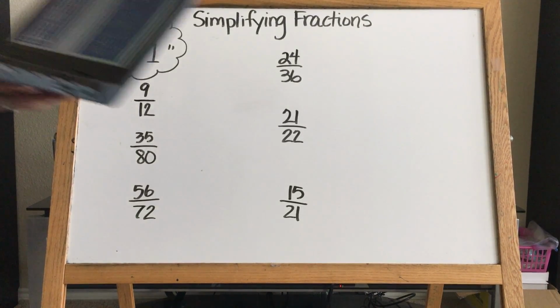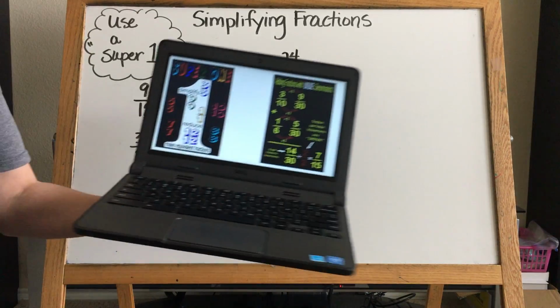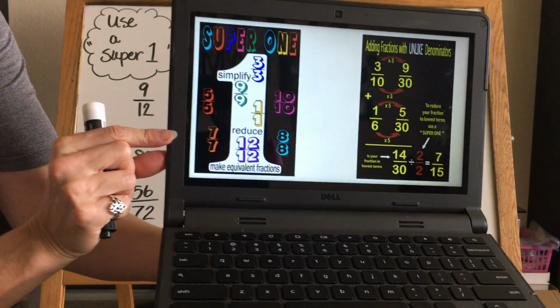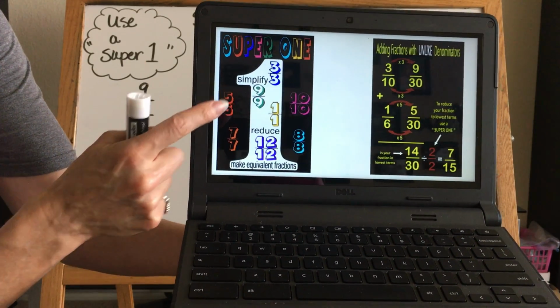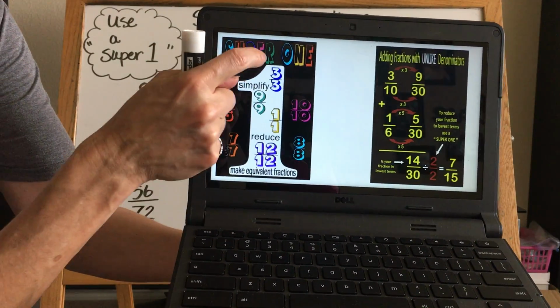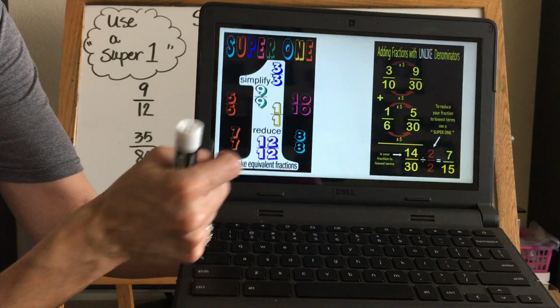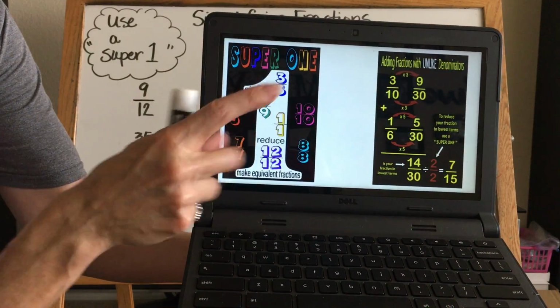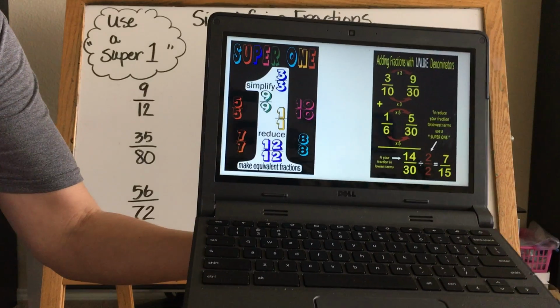Okay, so we're going to be simplifying fractions. Again, you guys, we use a super one, as you know. So don't forget, in your posters, we've got our super one poster. Remember, a super one is any fraction that has the same numerator as a denominator. So 3 over 3, 10 over 10. We use super ones to simplify fractions, to reduce them, to make equivalent fractions and ratios.